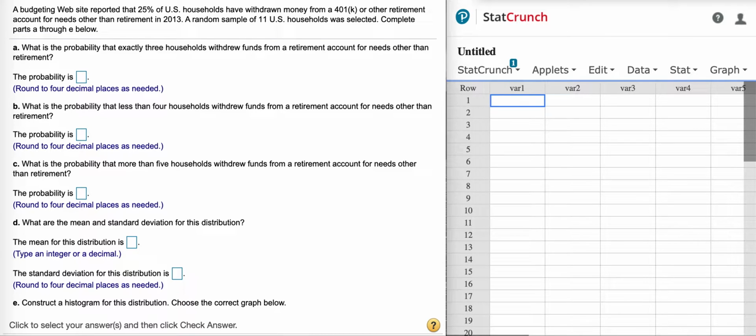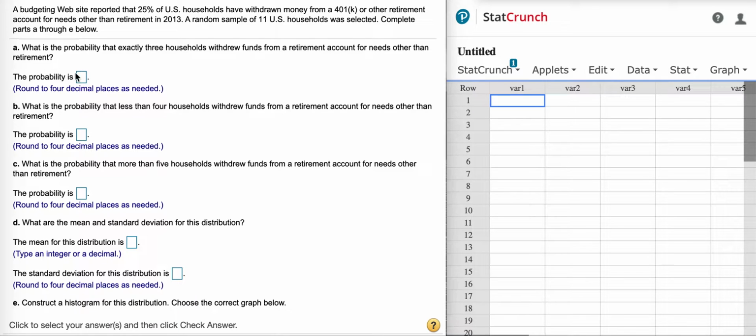This is problem 4 in our review of probability. In a budgeting website, it was reported that 25% of U.S. households have withdrawn money from a 401k or other retirement account for needs other than retirement in 2013. In a random sample of 11 households, we want to calculate the probabilities of a few things. First, in a sample of 11, what is the probability that exactly 3 households withdrew funds from a retirement account?